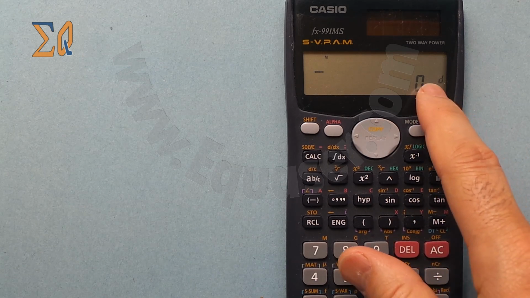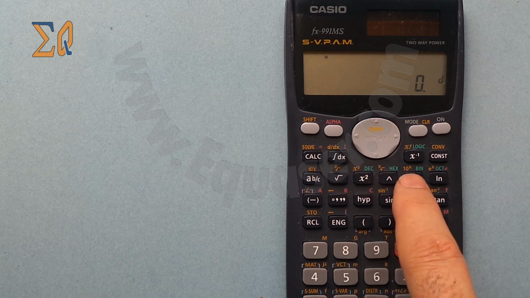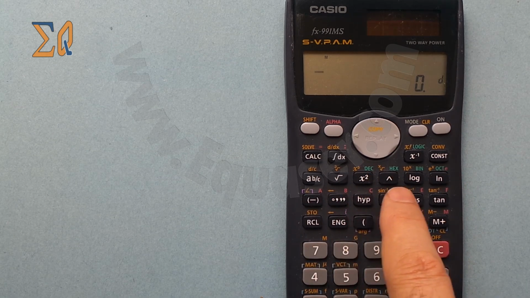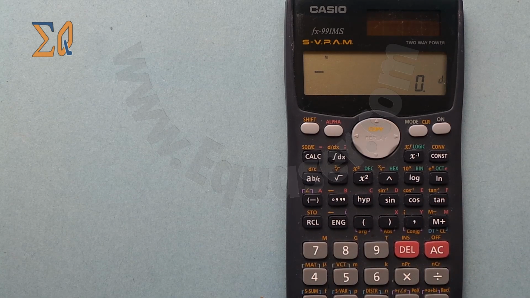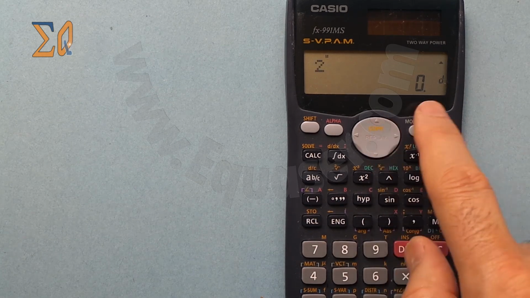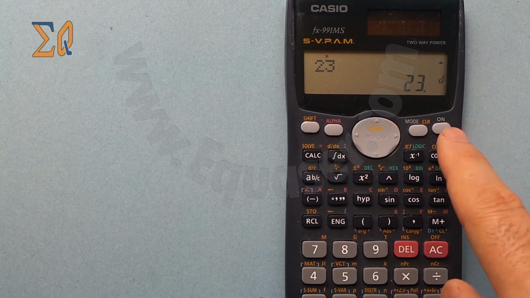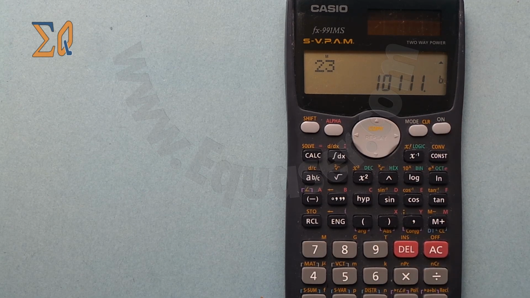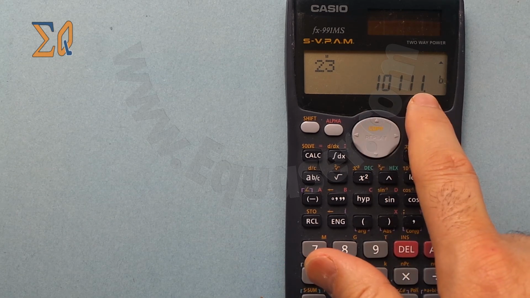When you are in base mode, these buttons are activated: decimal, hex, binary, octal, all of these, plus A, B, C, D, E, F, which are needed for hex values. I must be in decimal, so 23, and then I press the equal sign. Now to convert it to binary, just press B, and you get the binary value.